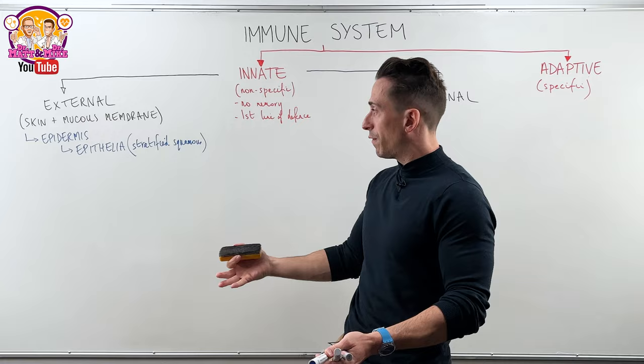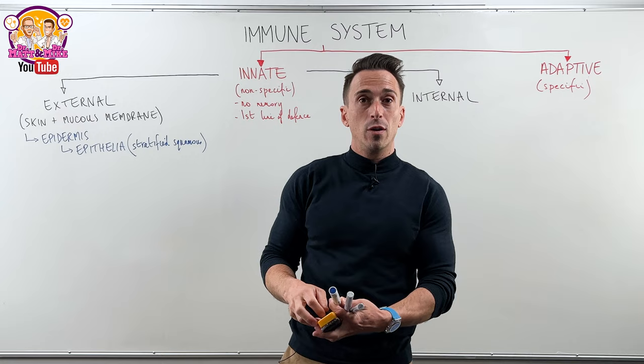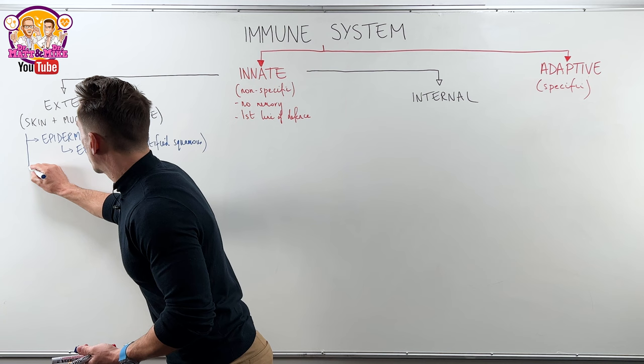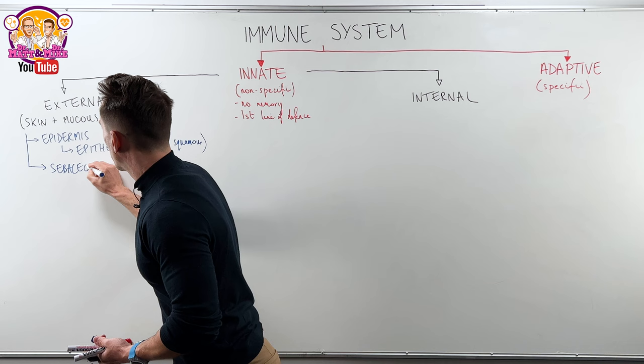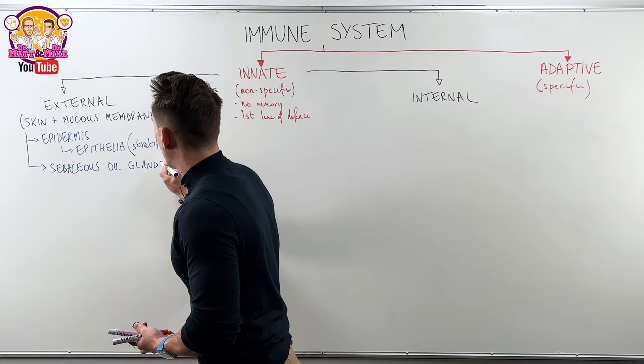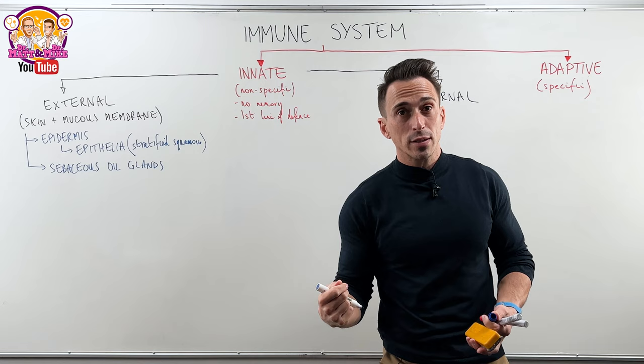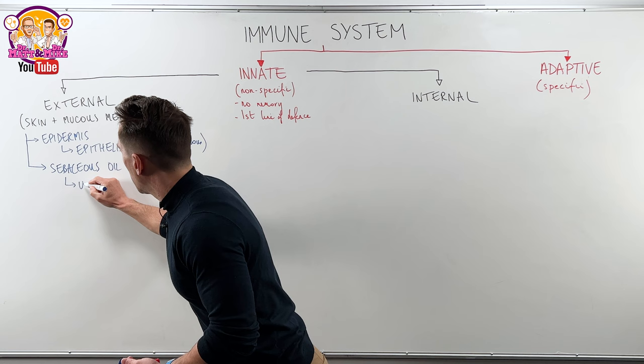That's the very first thing. But that's not all we have for our skin. Our skin has oil glands. So we've also got what's called sebaceous oil glands. And these sebaceous oil glands release an oil. And importantly, this oil has two important properties that make it protective for us against microbial agents. These properties include things like it is filled with unsaturated fatty acids.